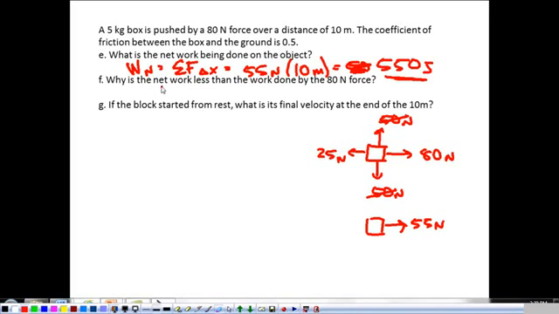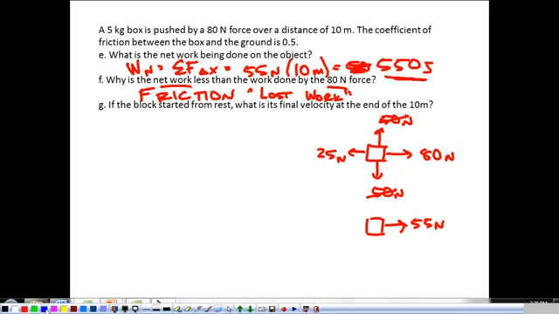So, why is this net work less than the work done by this force? Friction. We lost work, we put work into beating friction. That's why it's less than that 80 Newton force.